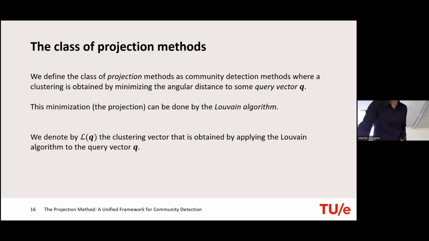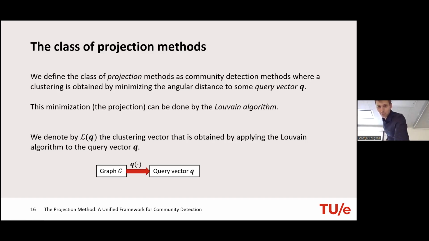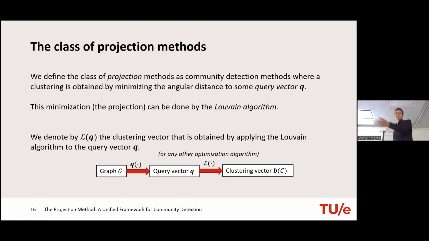And so if we have a query vector, then we denote by L of Q just whatever clustering we get when we minimize this. So just a schematic overview: we have a graph, we map it to a query vector on a hypersphere, and then we minimize it and obtain a clustering vector which represents your partition. There's many ways to do this step when you go from graph to query vector, and they all result in different community detection methods.